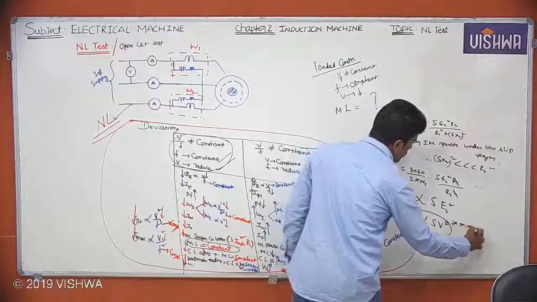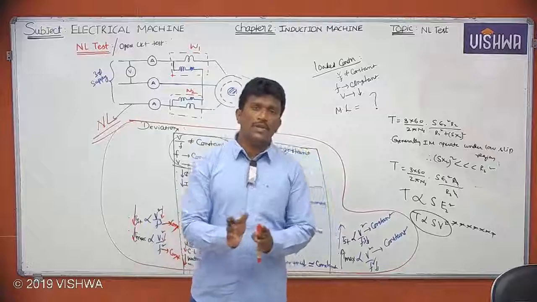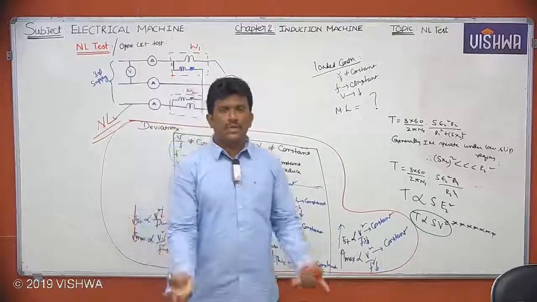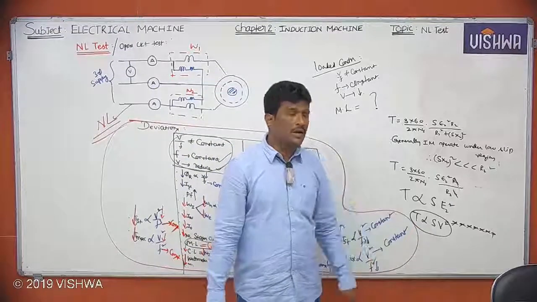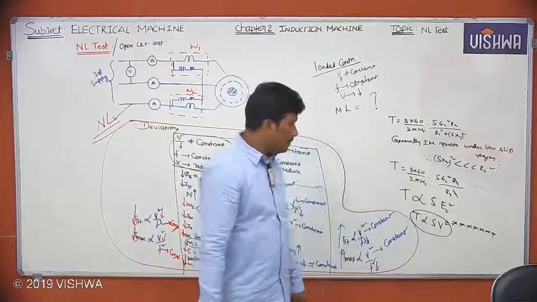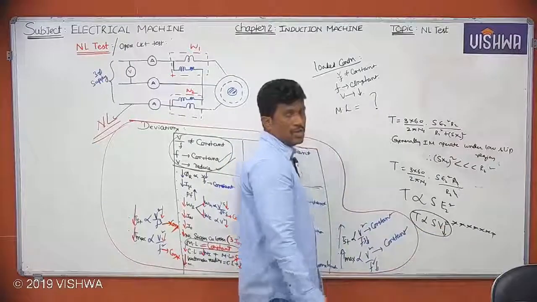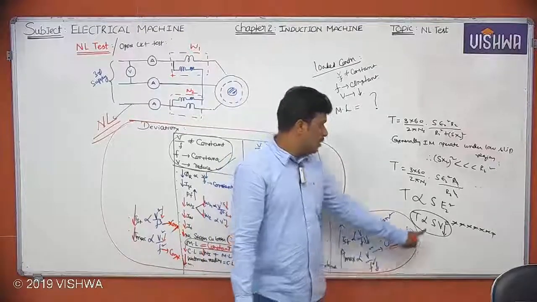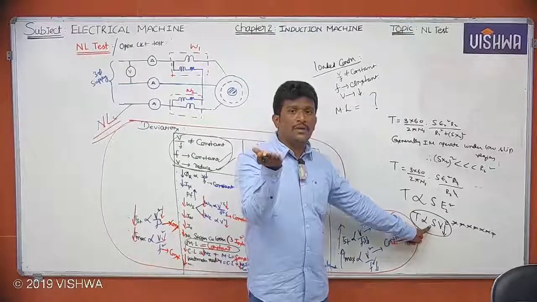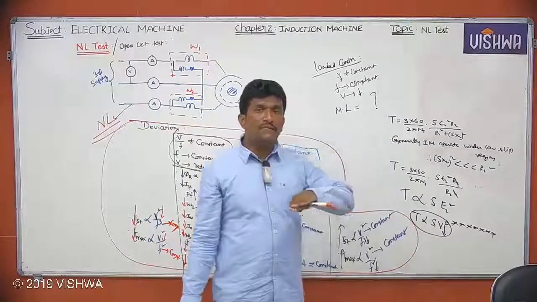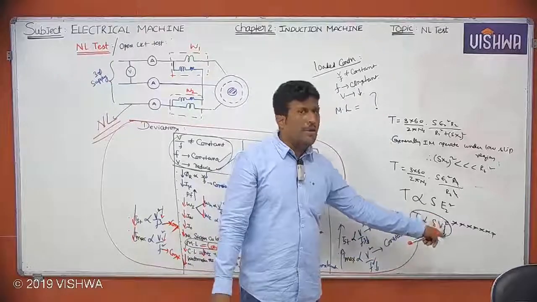This relation is very important, guys. It will come in speed control of induction motor. For controlling the speed of an induction motor under load condition, we have so many methods. In the slip control method, the voltage control method is one of the slip control techniques. If you reduce voltage, slip increases, and if slip increases, speed reduces. That means for having speeds below rated speed, we increase slip by reducing voltage.